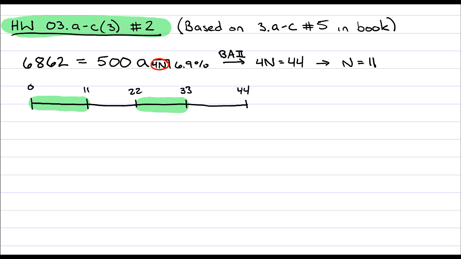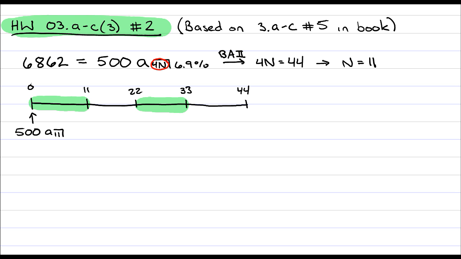The first one is easy. The first one is going to be simply 500 A11, because the payments are $500 a piece. There's actually a way that you can do this without needing to worry about the value of the payments, but let's just make it simple and say 500 A11. That's the present value of these first 11 payments.